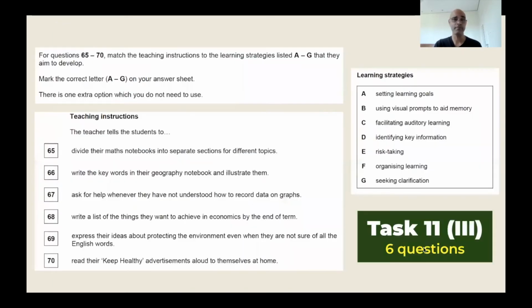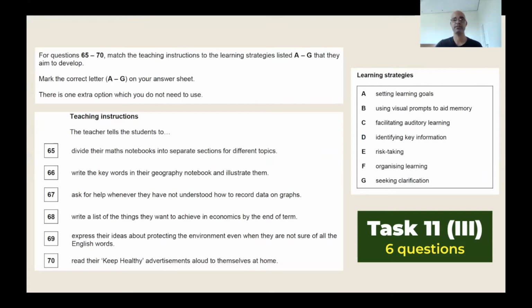So let's move on. So questions 65 to 70. For questions 65 to 70, match the teaching instructions to the learning strategies listed A through G that they aim to develop. Okay, so this is a question about learning strategies. Mark the correct letter A through G on your answer sheet. There is one extra option which you do not need to use.